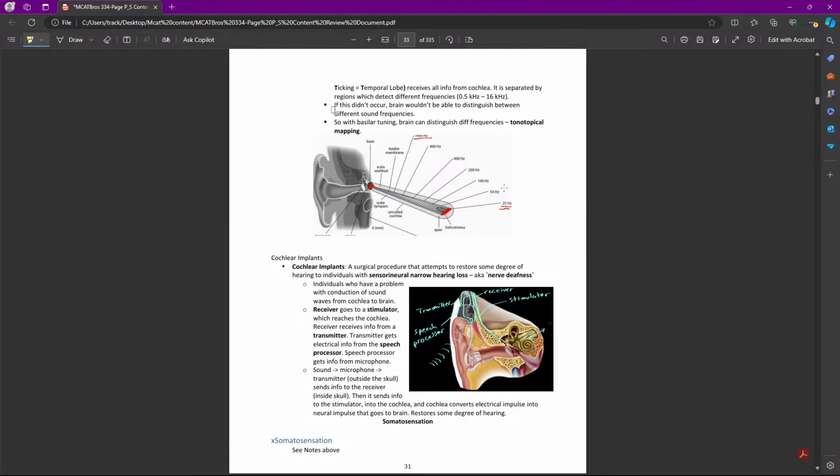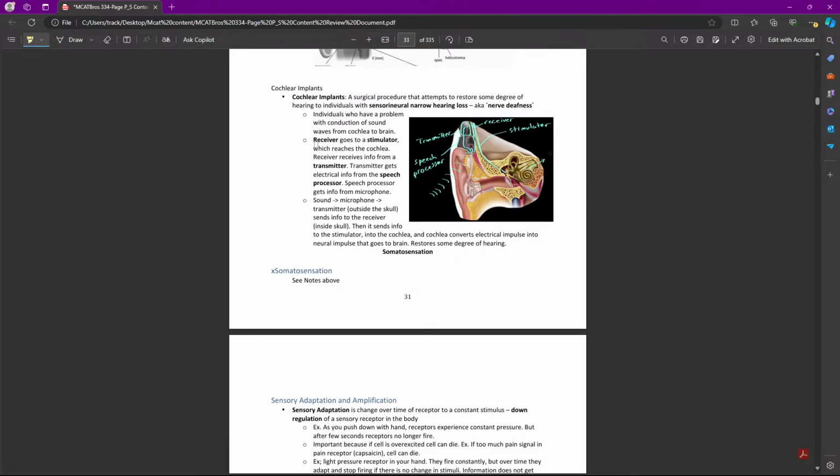So let's talk about cochlear implants. This is a topic that was not in my MCAT books at all for practice, so I need to go over this. A cochlear implant is a surgical procedure that attempts to restore some degree of hearing in individuals with sensorineural hearing loss, aka nerve deafness.